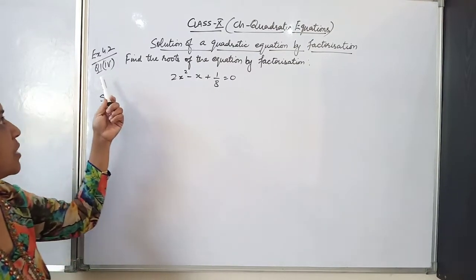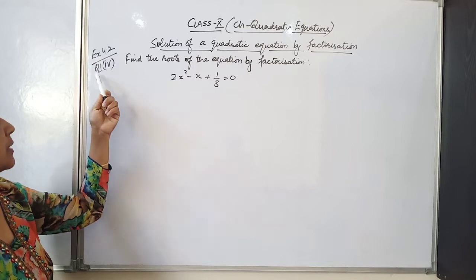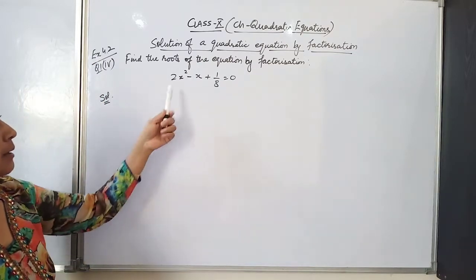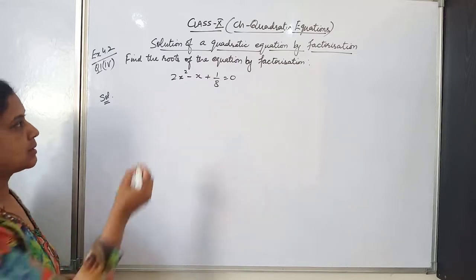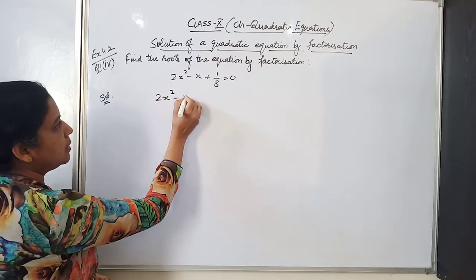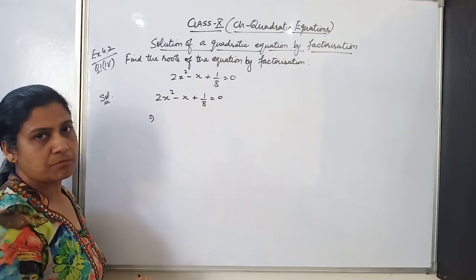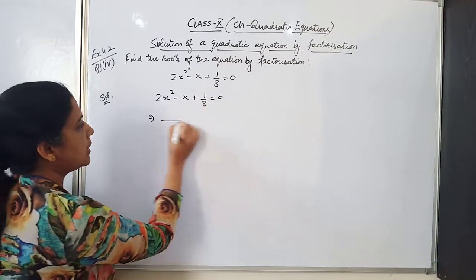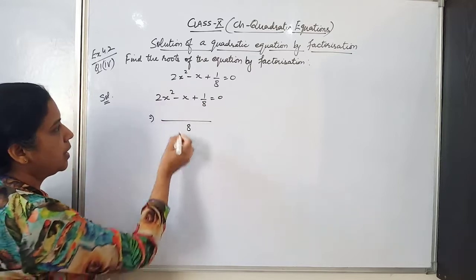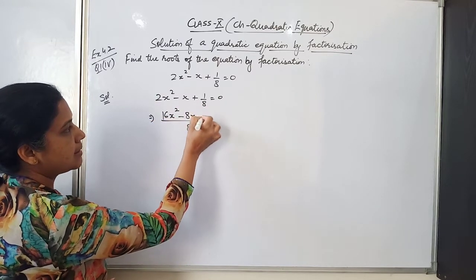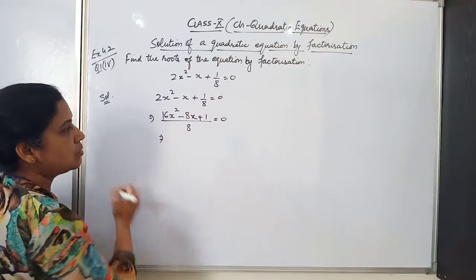Let's take another question from exercise 4.2. First question, fourth part. Find the roots of the equation by factorization. This is the quadratic equation given to us. Note down the equation very carefully. Since the last number, that is the constant, is in fractions, so I would prefer taking LCM. 8 2s are 16x square minus 8x plus 1 is equal to 0.